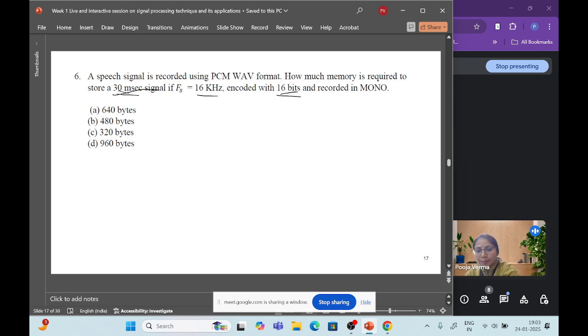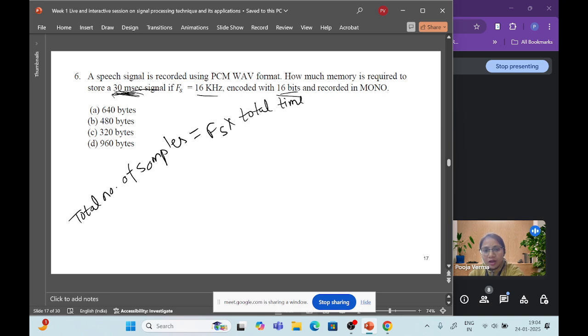So how many total samples will there be for this time? First we need to find out how many samples we require to store a 30 millisecond signal. The formula is fs, that means sampling frequency, multiplied by the total time of recording.